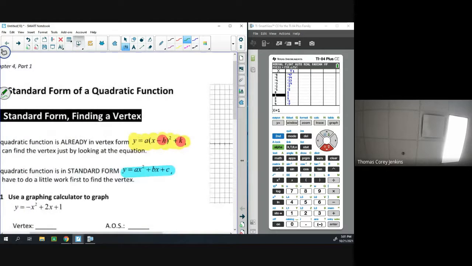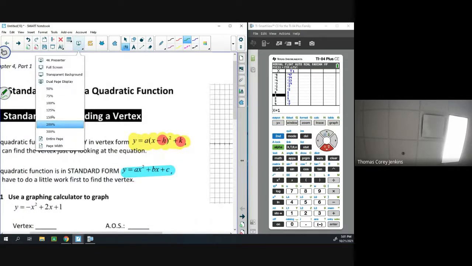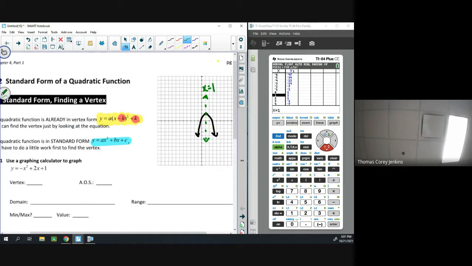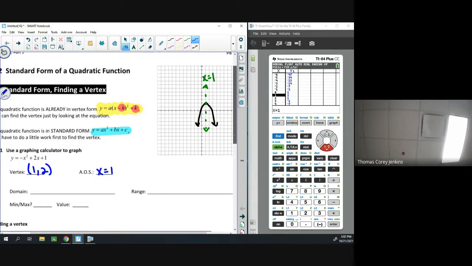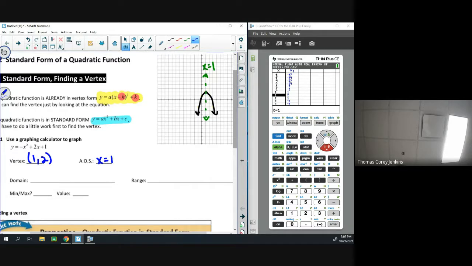So then they want us to fill out this table based on kind of what we see there. So again, our vertex was at 1, 2. Sorry, I wrote that backwards. Our axis of symmetry is x equals 1. Domain is pretty automatic on these. You can bet it's going to just be all real numbers because we can just plug in anything for x.